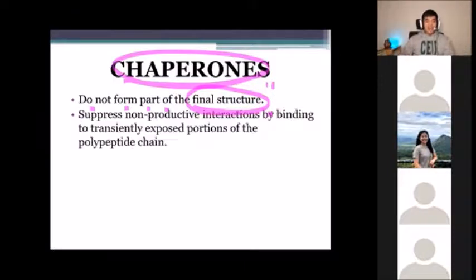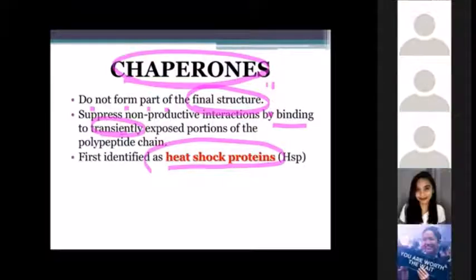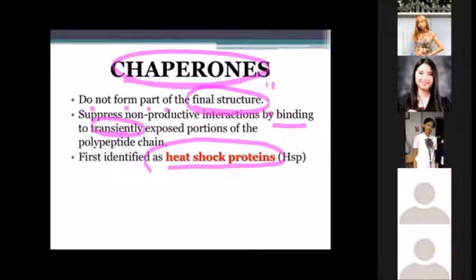Okay, next. After natin sa info na do not form the part of the final structure, they also suppress non-productive interactions by binding transiently. Kaya nga ang term natin ay during the process or journey lang kasi transient lang ang binding. And they were first identified as heat shock proteins. By the way, nasusundan pa ba ako? Okay. So, they were first identified as heat shock proteins. Why?